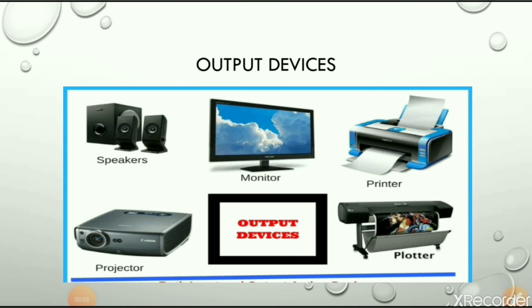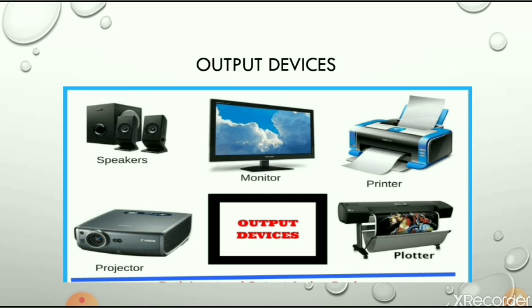Next output device is the monitor. The monitor is the most common type of output device. It looks like a television. It displays the information as an output. We can call this output a soft copy. Whatever we see on the monitor is in soft form. That's why it is called soft copy.